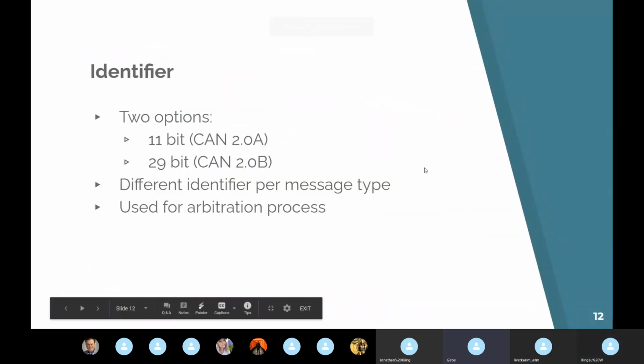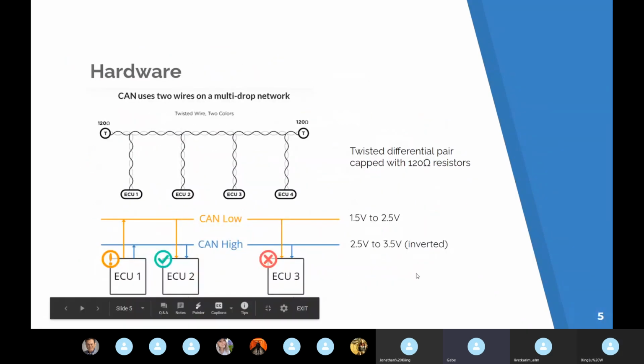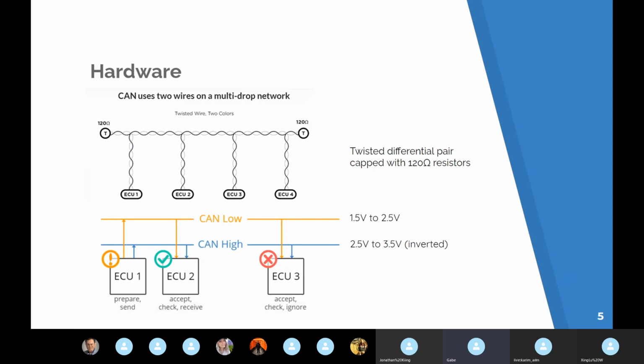Do you have that slide still? Yeah, so 1.5 to 2.5 and 2.5 to 3.5. So when CAN sends, I don't remember if it's a 1 or a 0. I think I have it backwards. When CAN sends a 1, that's a recessive bit. So CAN low is at 2.5 volts and CAN high is at 2.5 volts, so there's 0 difference between them. And then when it's dominant, they split up and CAN low goes to 1.5 and CAN high goes to 3.5.